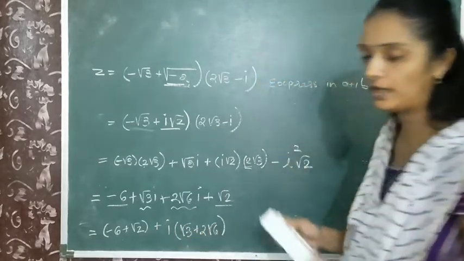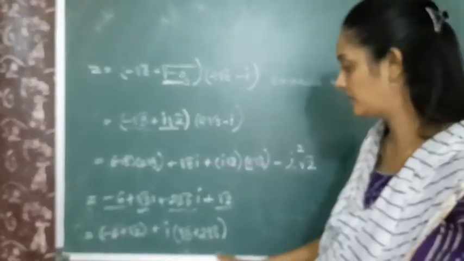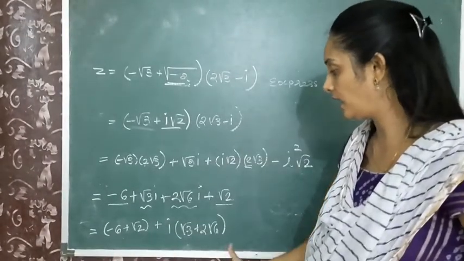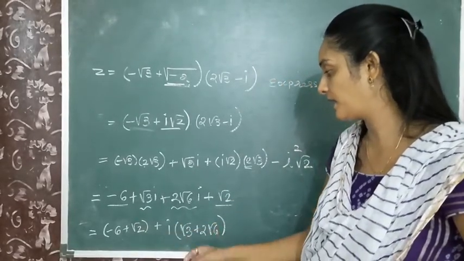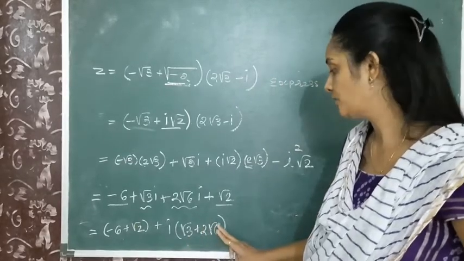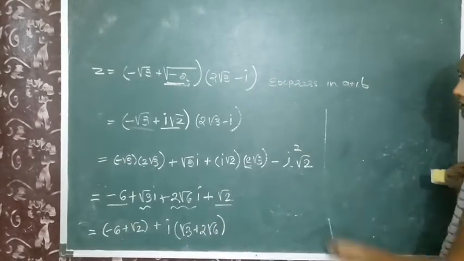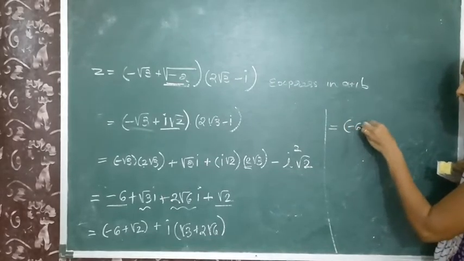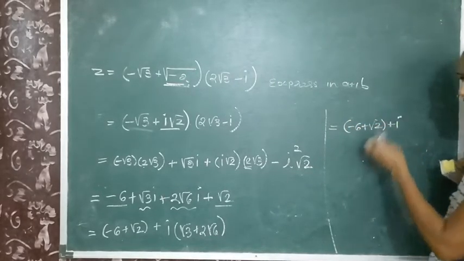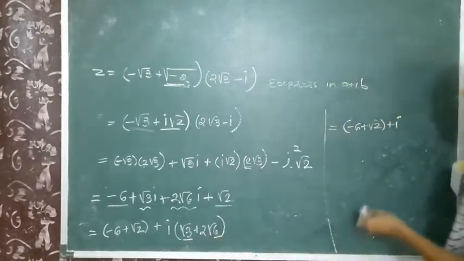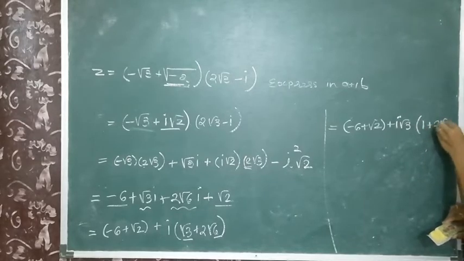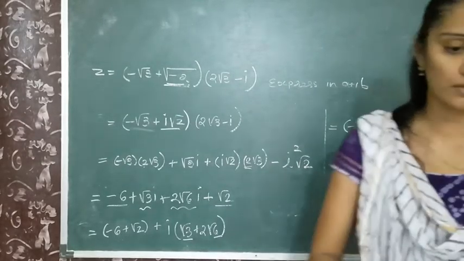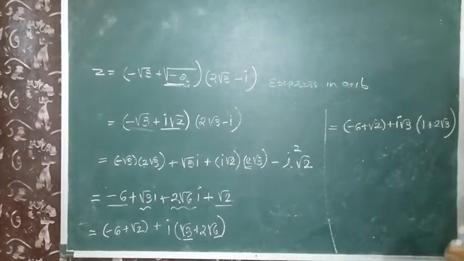Okay, this is A plus iB form, and here the real part is minus 6 plus root 2, and the imaginary part is root 3 plus 2 root 6. If you want, you can take root 3 common from here, then i root 3 times (1 plus 2 root 3); both answers are the same. Okay, root 3, sorry, root 2.